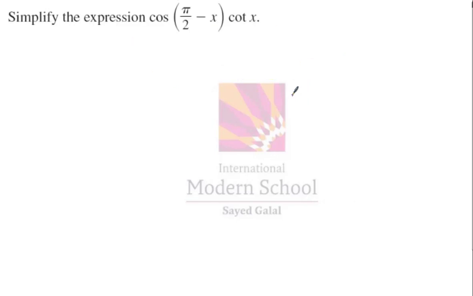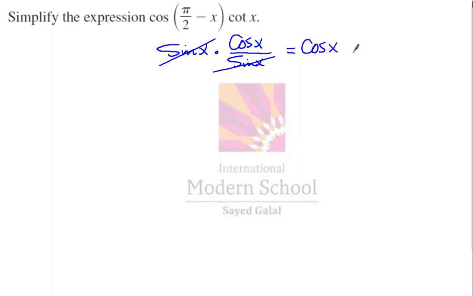Simplify the expression cosine of (pi over 2 minus x) times cotan x. Cosine of (pi over 2 minus x) equals sine x. Cotan equals cosine over sine. Cancel sine with sine, then it equals cosine x.